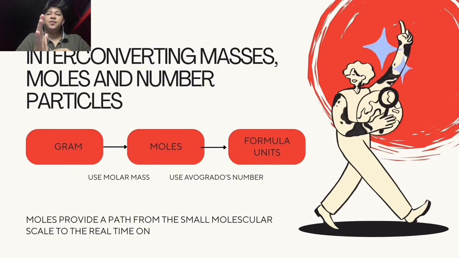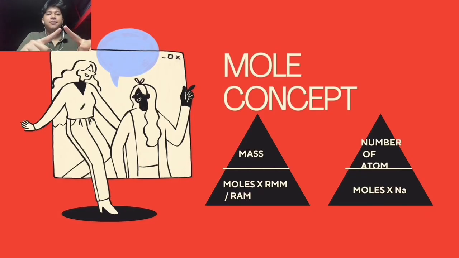To convert grams to moles, we use molar mass. Moles to formula unit, we use Avogadro number. So moles provide a path from the small molecular scale to the real-time scale. In the mole concept, we use the triangle concept. The first triangle concept is mass over moles multiplied by RMM or RAM. The second triangle is number of atoms over moles multiplied by Avogadro number.